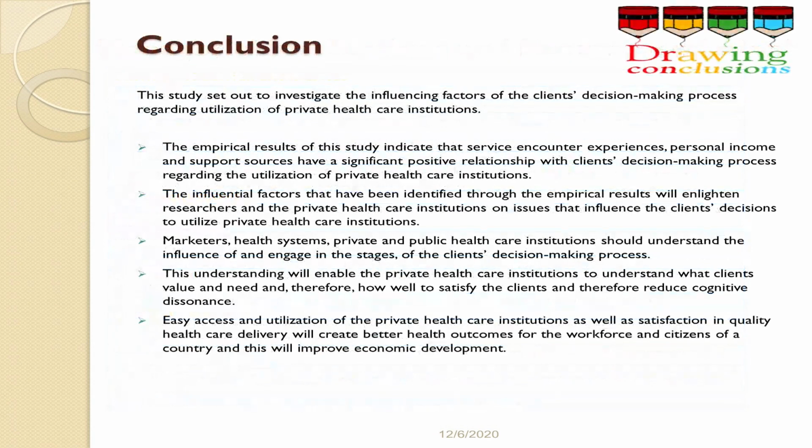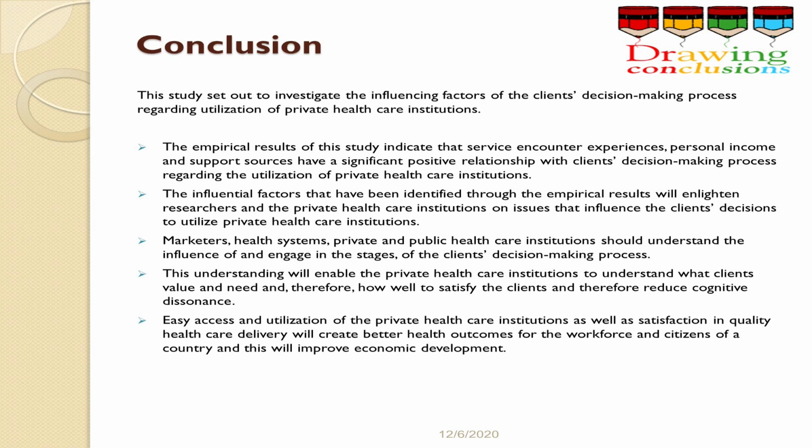Conclusion. This study set out to investigate the influencing factors of the client decision-making process regarding utilization of private healthcare institutions. The empirical result of this study indicates that service encounter experiences, personal income, and support sources have a significant positive relationship with the client's decision-making process regarding the utilization of private healthcare institutions. The influential factors that have been identified through the empirical results will enlighten researchers and the private healthcare institutions on issues that influence the client decisions to utilize private healthcare institutions.